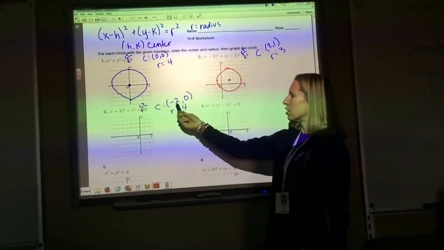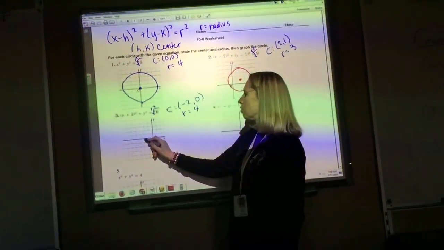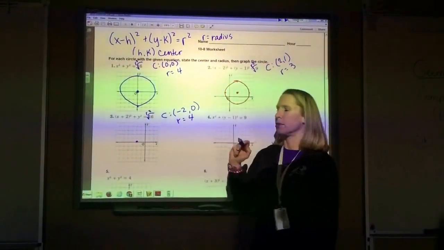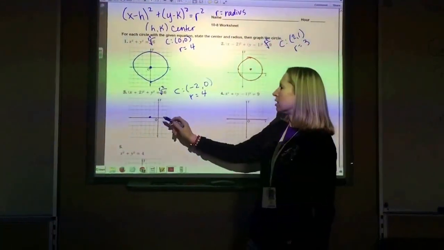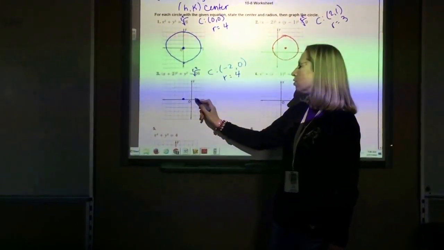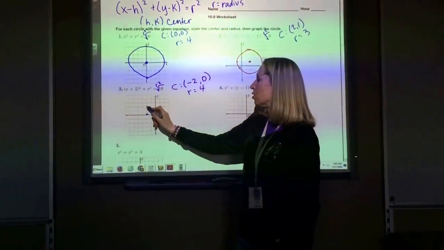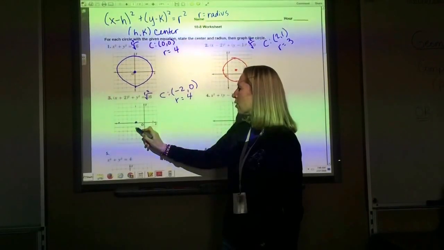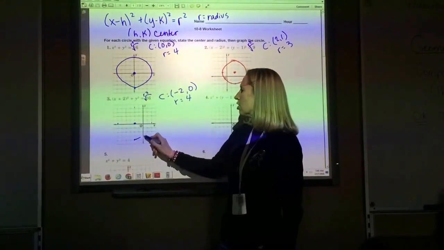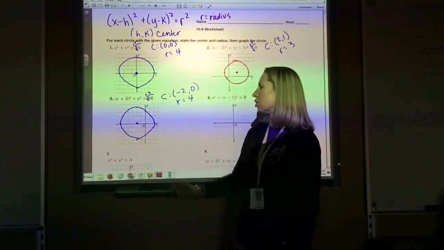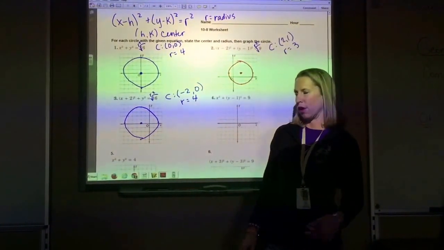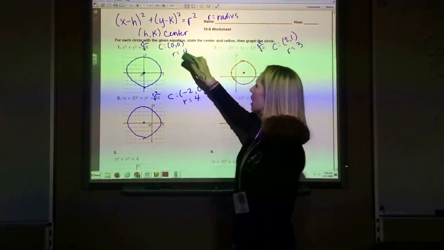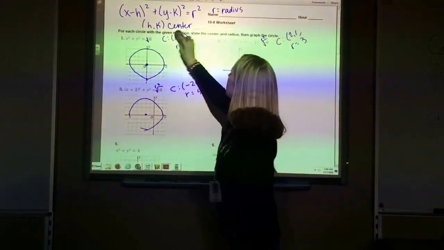So first graph your center point. Left 2, don't go up or down any, it's negative 2, 0. My radius is 4, so go to the right 1, 2, 3, 4, up 1, 2, 3, 4, left 1, 2, 3, 4, and down 1, 2, 3, 4. Try to connect the best you can. Your circle might be kind of ugly, but that's okay. Okay, that's those types of problems.